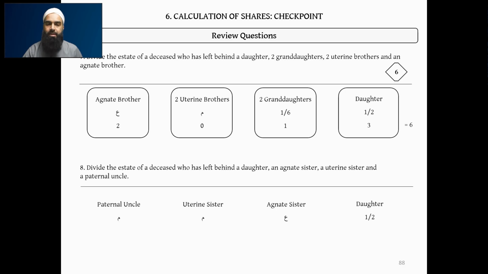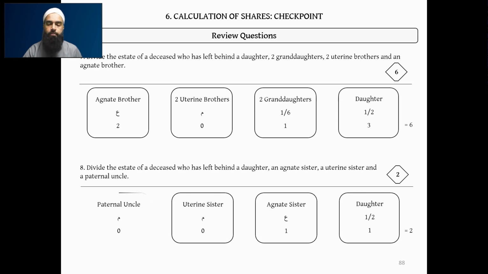So hopefully this makes this clear too. So now we only got one fraction, which is half, so we just make it our 2, give 1 to the daughter and 1 to the agnate sister, and that's it really. The rest of them get nothing. So equals 2, so we're okay.